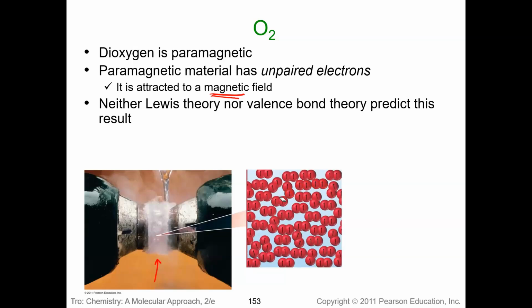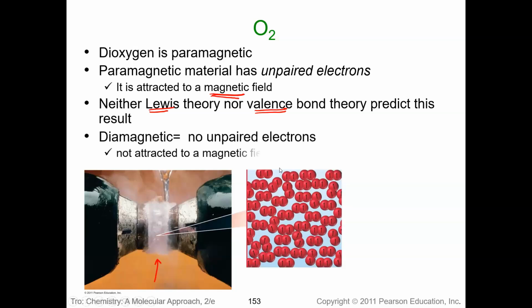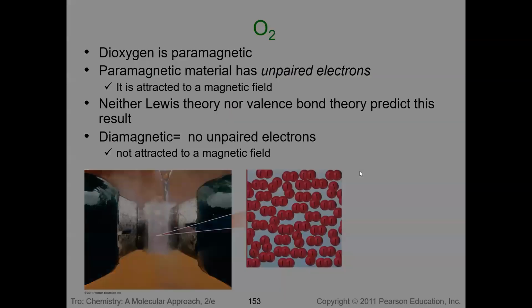But what we learned is all of oxygen molecules are paired. So neither Lewis theory nor valence bond theory, this is with our hybridizations, this is just our straight Lewis theory, neither of those predict that oxygen is paramagnetic. And so just as a review, remember diamagnetic means paired. So it's diamagnetic, it's not attracted to a magnetic field. Oxygen is paramagnetic, meaning it does have unpaired electrons. So valence bond theory and Lewis theory has kind of failed us here.